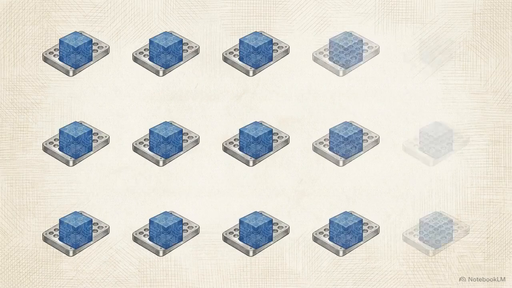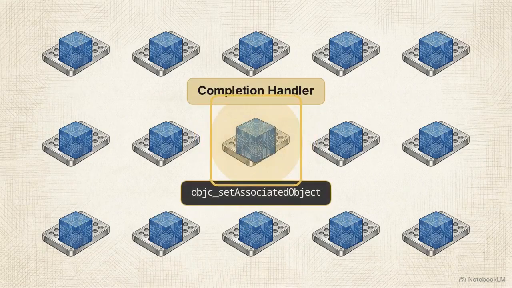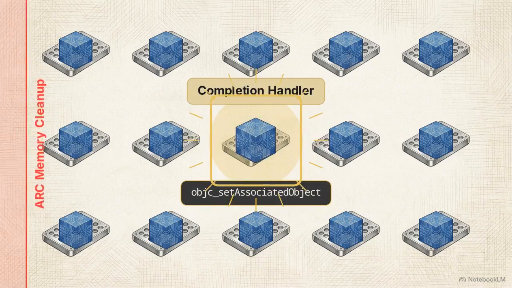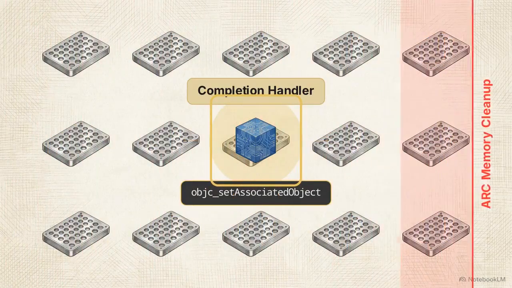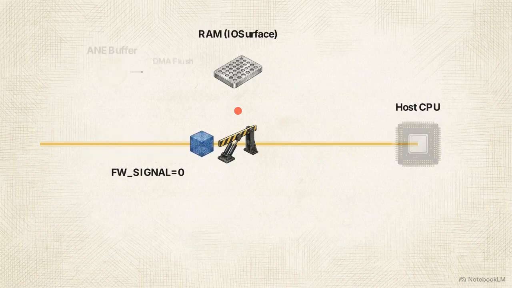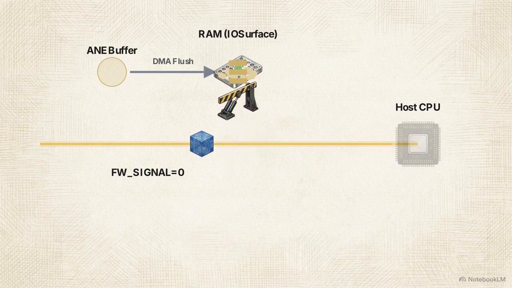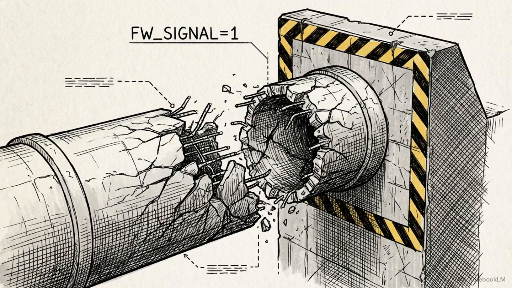To solve this, developers set a specific completion handler and utilize objc_setAssociatedObject to prevent the handler's premature release by ARC. ARC stands for Automatic Reference Counting, Apple's memory management feature that automatically frees up objects when they are no longer actively referenced. The system utilizes the legacy interrupt path, labeled FW signal equals 0, ensuring the host CPU is only woken after the DMA flush is physically verified in RAM. Custom shims attempting to use the modern FW signal equals 1 path frequently encounter inference timeouts or hardware crashes.